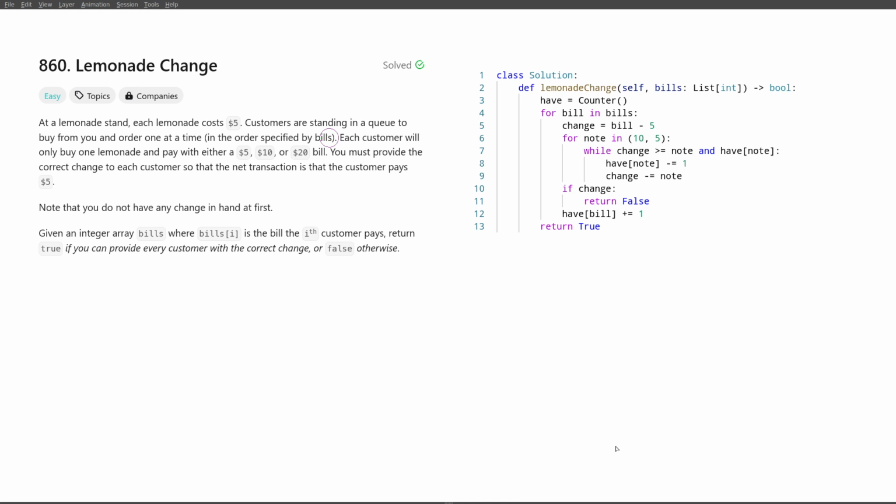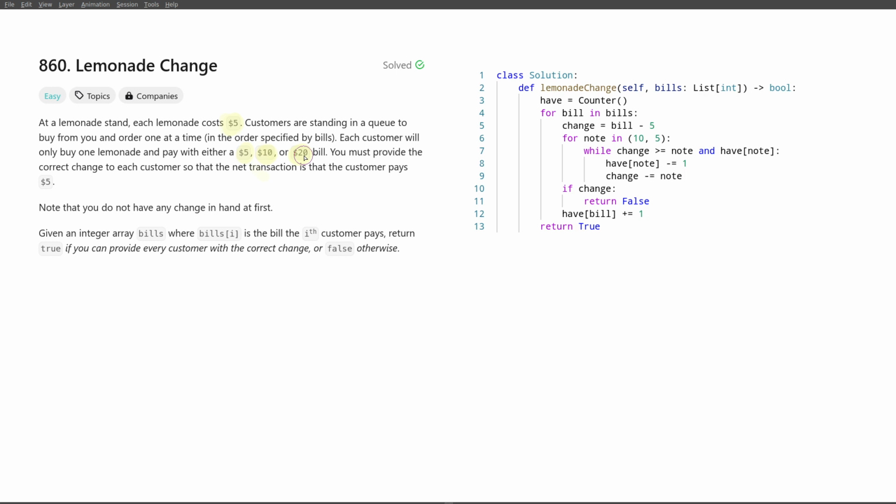Because, well, let's see what can happen. We know that they have to pay $5 and they give us either $5, $10 or $20. If they give us $5, then the situation is very simple. We don't have to do anything. We gain a $5 bill. If they give us a $10 bill, we gain that bill and we have to give out the change, and the change can only be given out as a single 5.